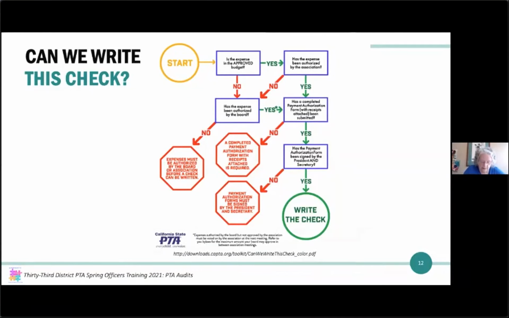Then we go to, has a completed payment authorization form with receipts been submitted? We can also say the EFT form. That's on page F52 of the CAPTA toolkit. We want to make sure that form has been completed, which is the form that we just saw, with the attached invoices and receipts. These should be originals. But I know purchasing online, you can print an invoice or receipt. If that's correct, then has the payment authorization form been signed by the president and the secretary? We've talked about that on the form. Those are the two required signatures, and that would be a finding if those signatures are not on there. And then if that's all complete, you can write this check or make the electronic funds transfer.